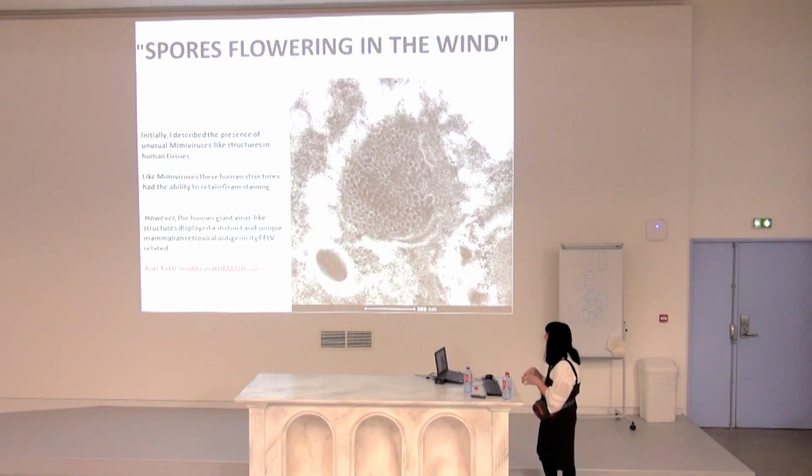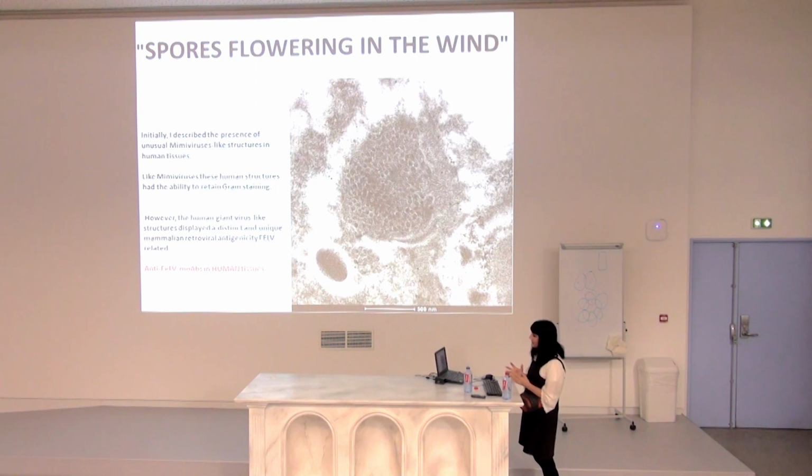How did I reach that big particle and the small one? One day I decided that I could use an anti-feline leukemia virus antibody, a conventional retrovirus causing leukemia in cats, to stain some human tissues. Cat tissues? No, human tissues. So I used an anti-FeLV to stain human tissues. I took a little bit of brain, liver, kidney, lymph node, and I started painting with my monoclonal antibody. Then I looked at the microscope, and I saw that my monoclonal antibody, anti-feline GAG, was labeling some unusual structures in tissues.